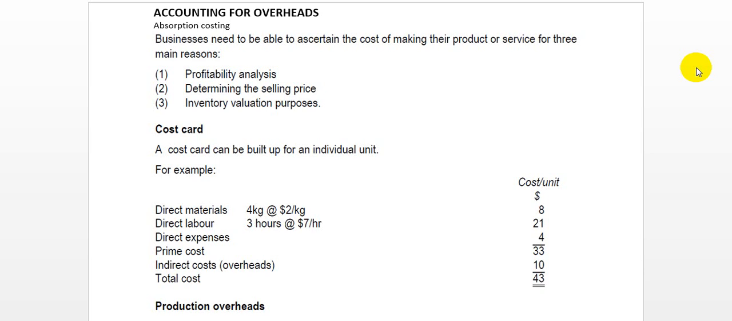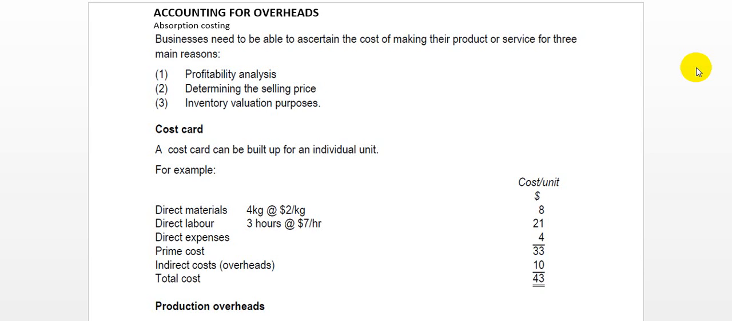We need to ascertain the correct cost for a number of reasons. First of all, we need to ascertain the cost so that we can come up with a selling price. Because if you don't know the true cost of a product, then it will be difficult for you to come up with a selling price. If you can't come up with the right selling price, then it will be difficult for you to determine whether you're making a profit or not. So we need accounting for overhead for profitability, for determining the selling price.